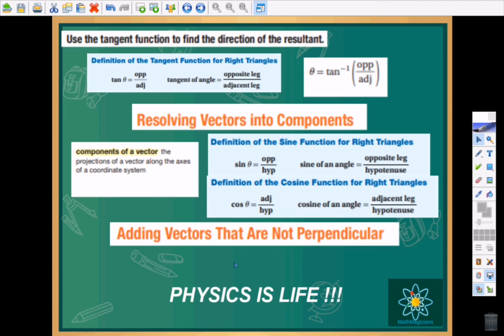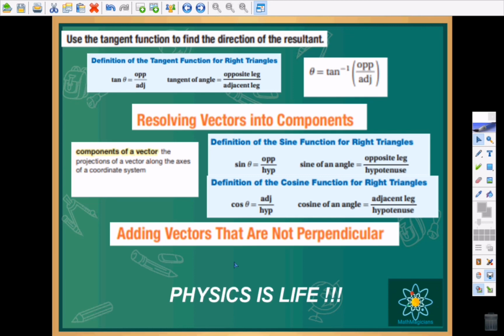Now, adding vectors that are not perpendicular. Until this point, the vector addition problems concerned vectors that are perpendicular to one another. However, many objects move in one direction and then turn at an angle before continuing their motion. Because the original displacement vectors do not form a right triangle, you cannot apply the tangent function or the Pythagorean theorem when adding the original two vectors.